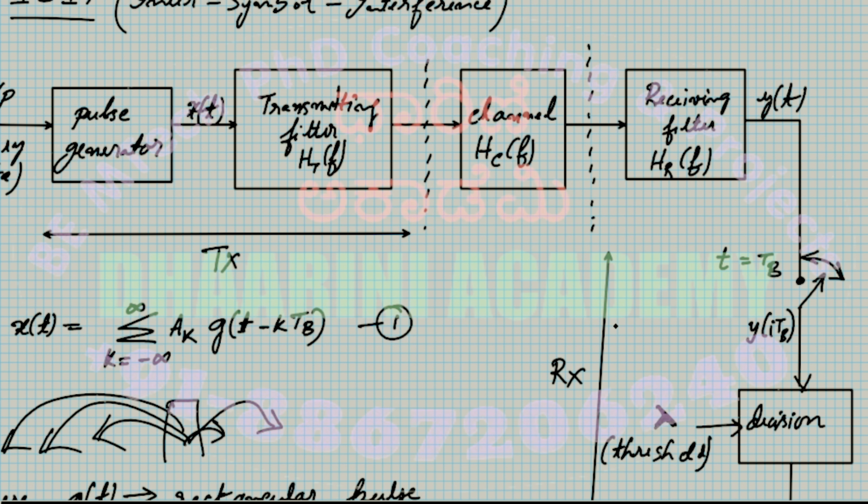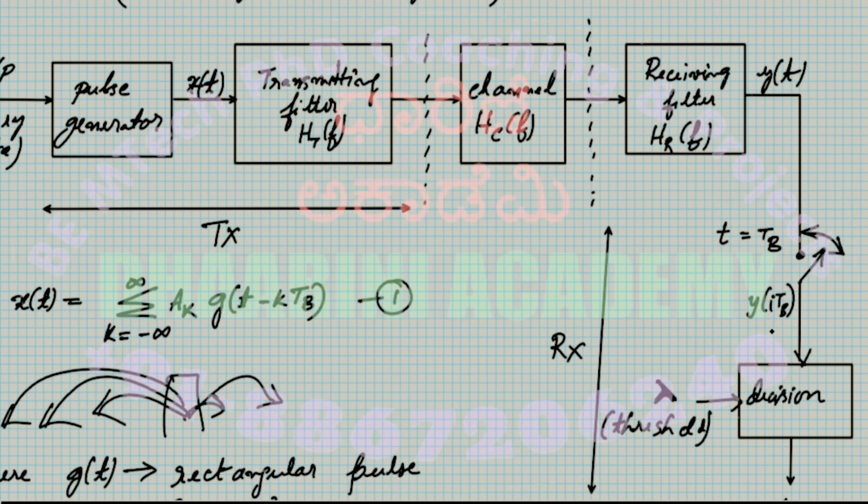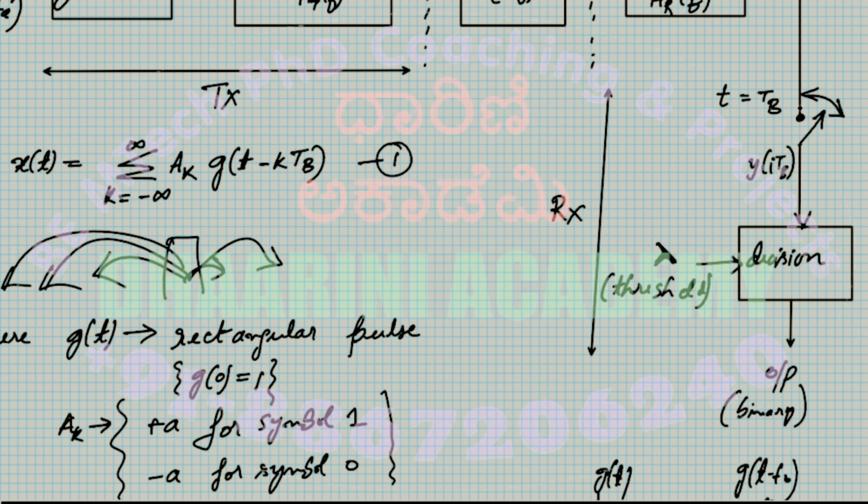Then you can see there is a receiver. The job done by the receiver is denoted by Hr of f. After that, we get a function denoted by y of t. y of t is a continuous function because t is a continuous variable. But our intention is to get back the symbols, whether it is 0 or 1. So you try to sample it. The sampler is denoted over here, sampling your y of t at every value of Tb. So you can write it as y of iTb, where i varies from 1, 2, 3, 4, and so on.